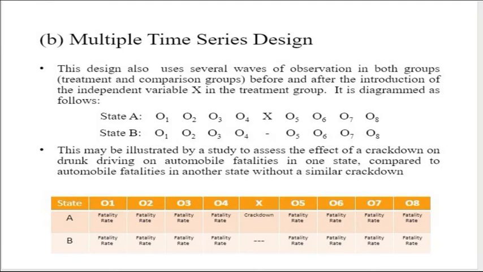State B is the comparison group. In this, X is not introduced, but observations are taken before and after without introducing X. In State B, take observations 1, 2, 3, 4 without introducing X, and take observations 5, 6, 7, 8. This may be illustrated by a study to assess the effect of a crackdown on drunk driving on automobile fatality in one state compared to automobile fatality in another state without a similar crackdown.